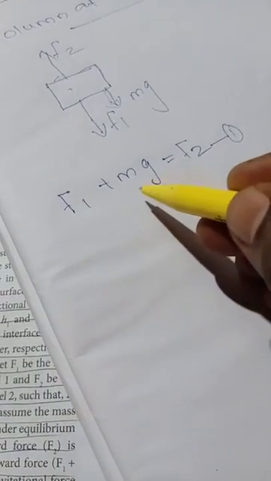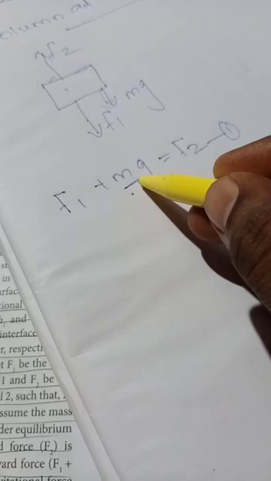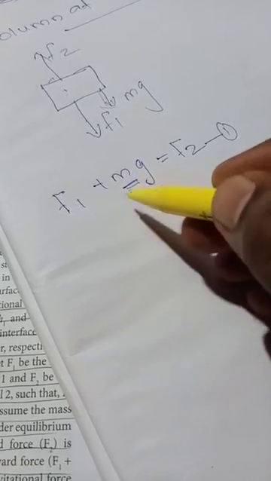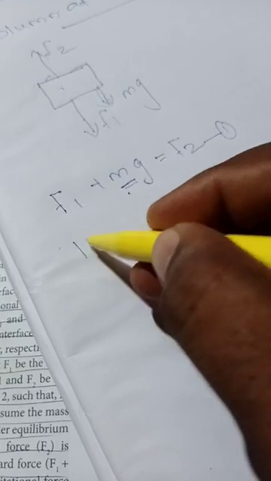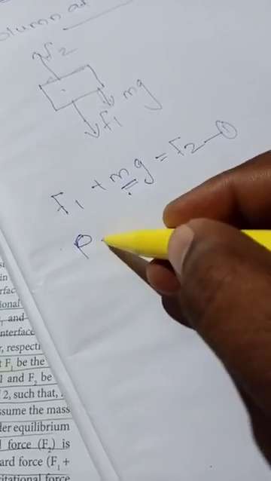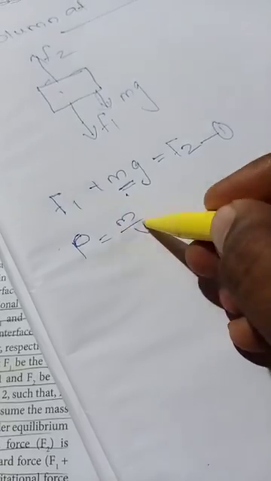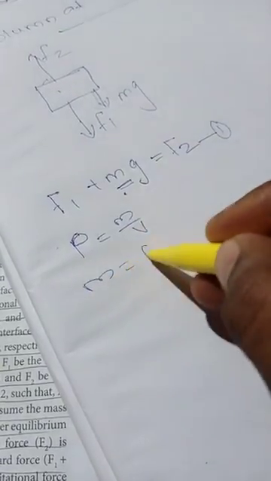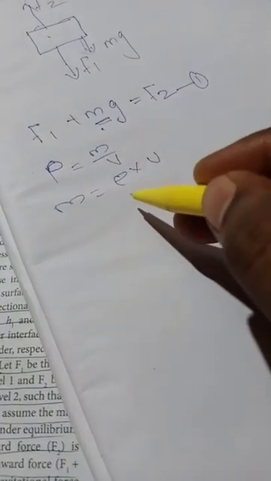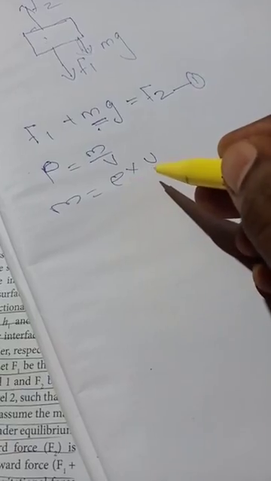Now we need to find out this mass. We know how to find out the mass. We know the density formula. Density is equal to mass per volume. From this, mass is equal to density into volume. So mass we have found, mass is equal to density into volume.